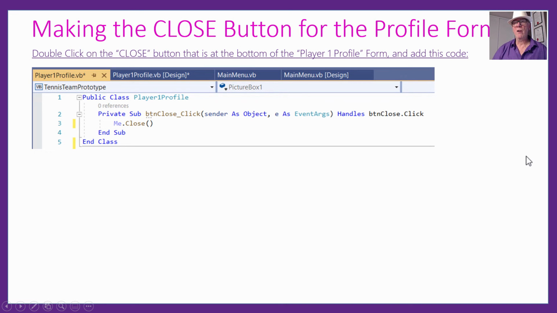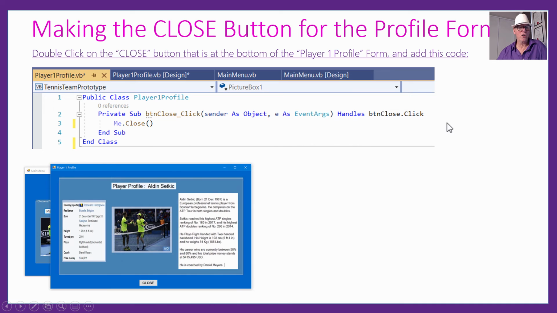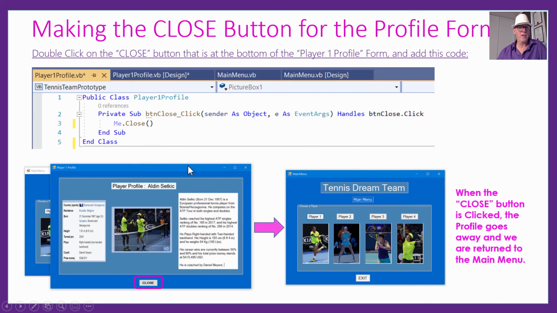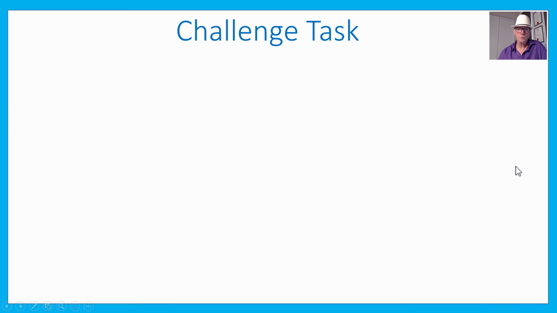Now, for the close button on that form, double click on the close button on that form, and all we need to say is Me.Close. So it closes that currently active form. And so what should happen then is you've clicked player 1, the profile comes up. When you click that close button there, this one just disappears, it closes itself down and goes away, and the main menu that was sitting behind it, that's what we see now. And we could click a different player, or we could choose to exit the application.